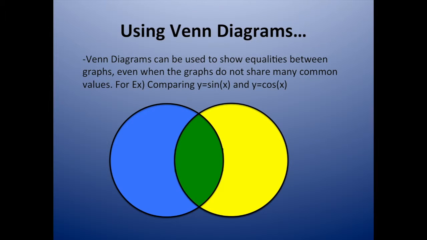One example of a use for Venn diagrams in a classroom is to have students use a Venn diagram to compare the qualities of two graphs. To demonstrate this kind of use, we are going to compare the graph of y equals sine of x to the graph of y equals cos of x.